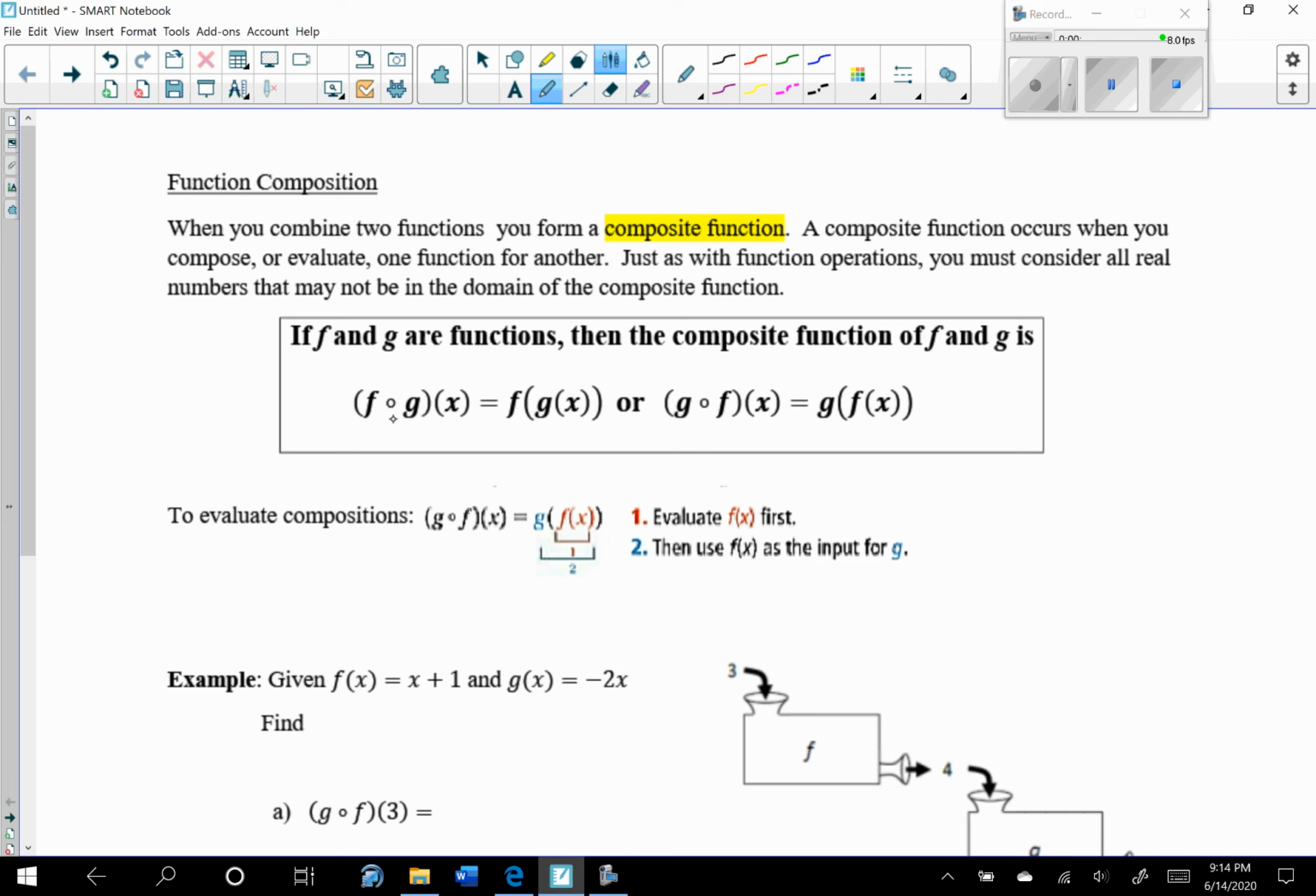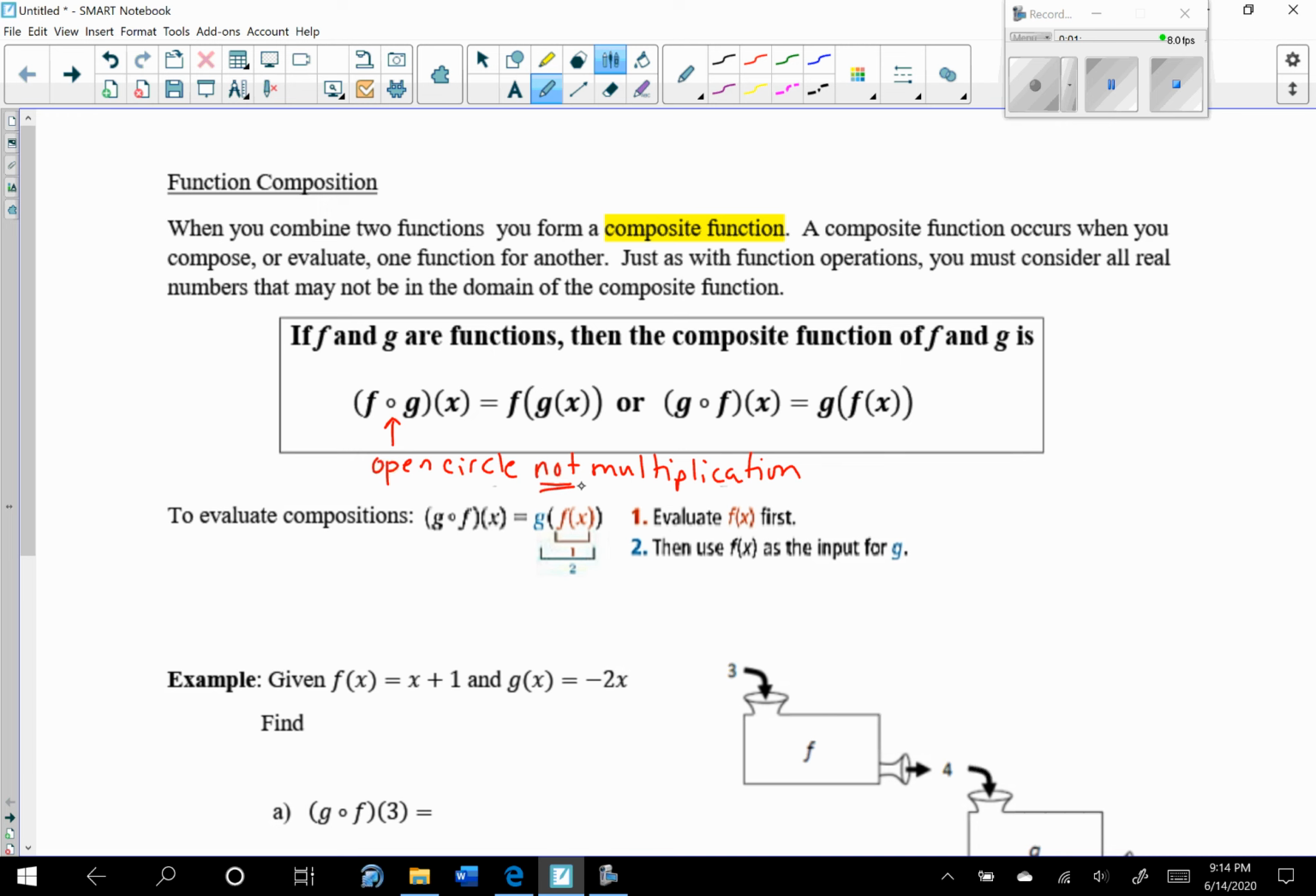Notice that this right here is an open circle. So don't get that confused with multiplication. So this is not multiplication. Often I see students try to multiply the functions, and you don't want to do that.